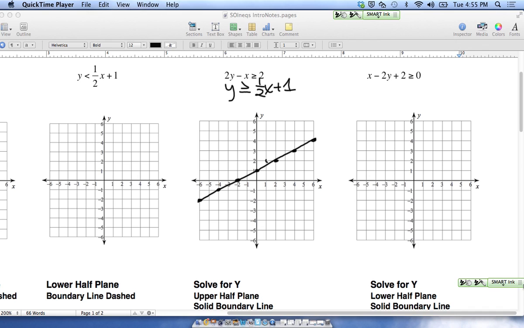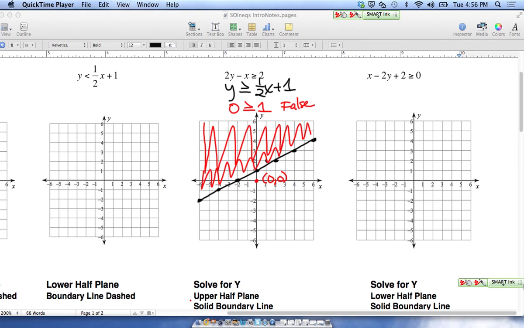And once again, for testing purposes, 0, 0, easy enough to use. Is 0 greater than or equal to 1? And that's a false statement. So that means that all of my solutions lie in the upper half plane. So all of the points on the line, as well as all of the points above the boundary line, are solutions. So when you have the strict inequality, the dashed line, the points along that line would not be considered solutions. But when you have a solid line, the points on the solid line are considered solutions.